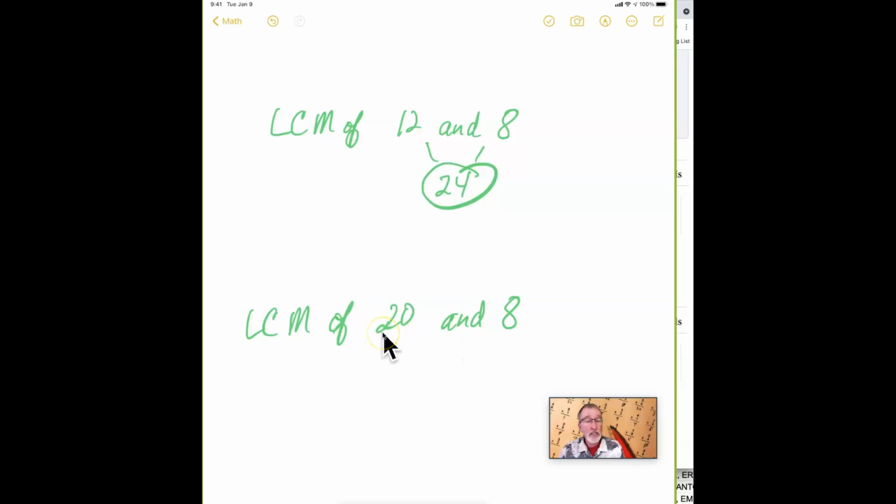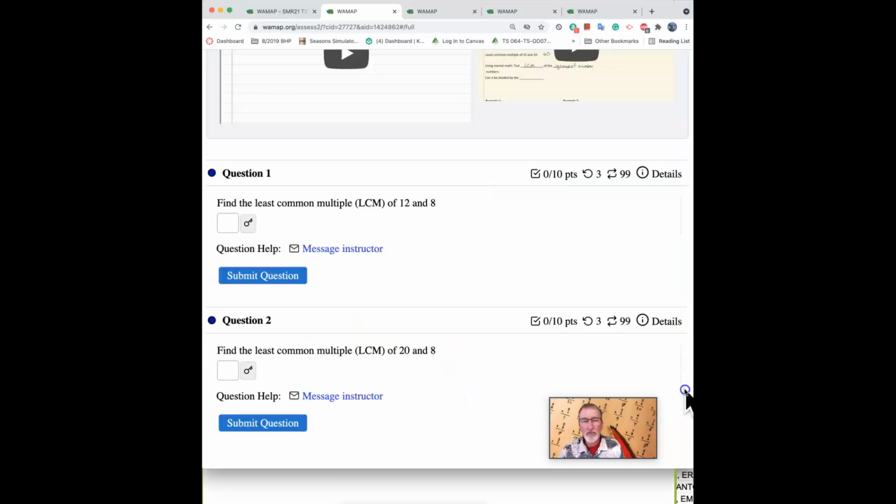So 20 plus 20 is 40, and is 40 divisible by 8? So if you know your multiplication table backwards, you'll know that yes, 40 works. And so 40 is the smallest number that 20 and 8 go into evenly. Let's try those answers and see how it works. First answer was 24. Second answer was 40.